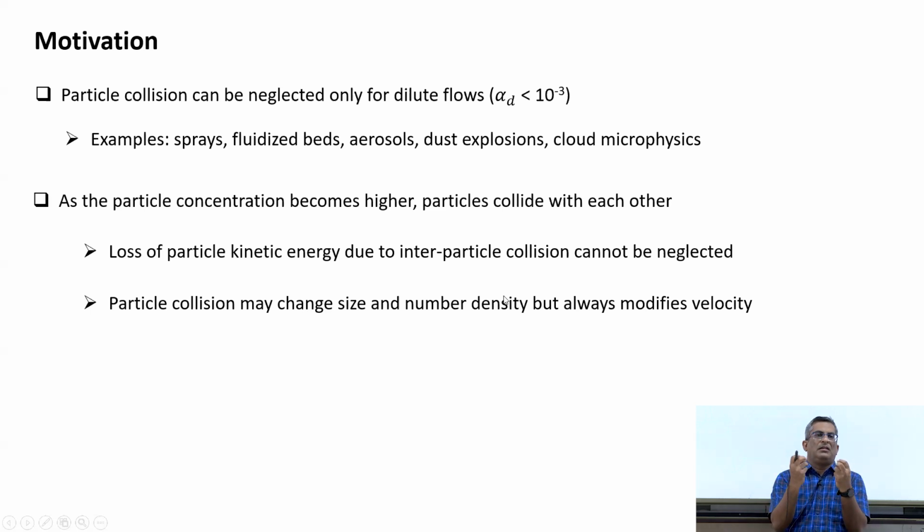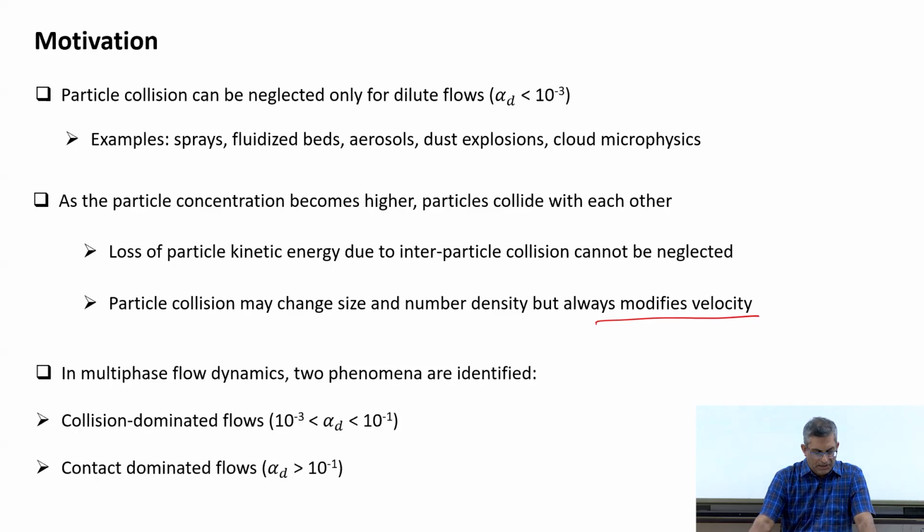We should remember that particle collision may change size and number density. They may lead to shattering of particles, generating more, smaller particles, or two particles can combine and coalesce. This may or may not happen, but what is bound to happen is change in velocity. When two particles collide, even if no new particles are generated or consumed, or particles are consumed, meaning the number will decrease in case of coalescence, the velocity will change.